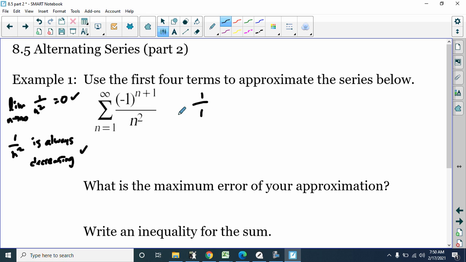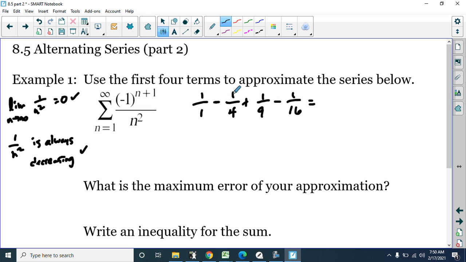So the first 4 terms, I would plug in 1, gives me 2, so that's positive 1 over 1. And then plug in 2, gives me 3, so it's minus 1 over 4. Plug in 3, gives me plus 1 over 9. Plug in 4, gives me minus 1 over 16. So there's our first 4 terms.